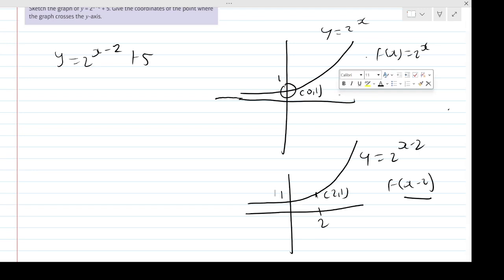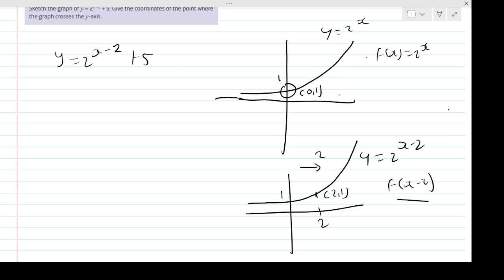So that's my new graph. Okay, I've just shifted 2 to the right. It doesn't look it because it's still the same sort of graph. But anyway, we shifted 2 to the right because obviously we do the opposite. Instead of subtracting 2, going 2 to the left, we go 2 to the right.